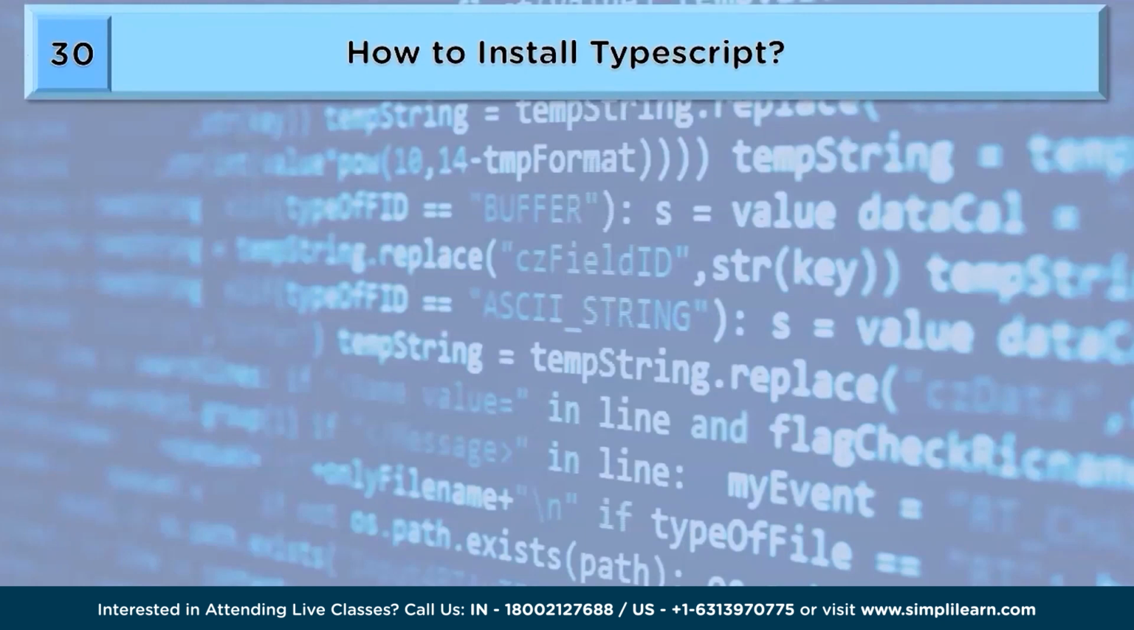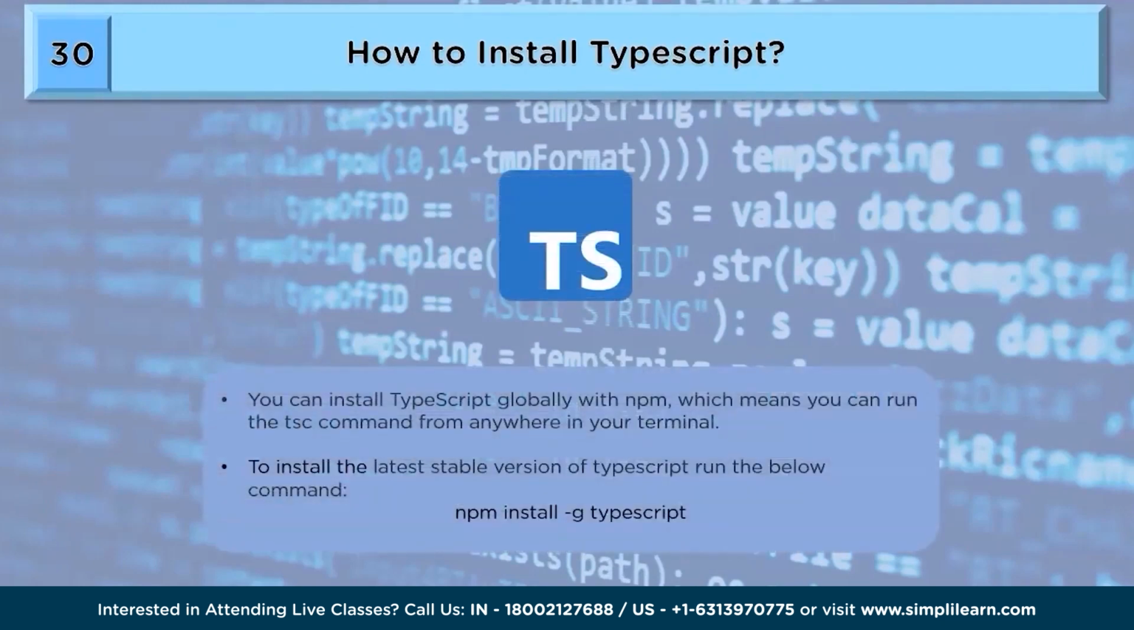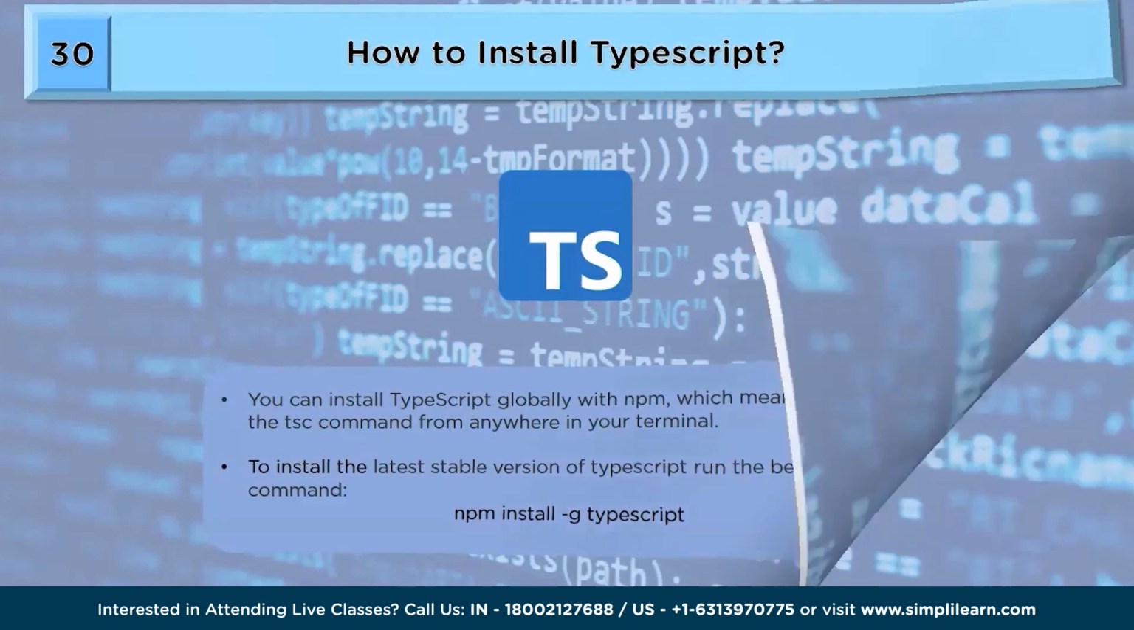How to install TypeScript? TypeScript is a JavaScript programming language for use in applications. TypeScript extends JavaScript with optional types that support tools for large-scale JavaScript applications in any browser or any host on any other operating system. To install TypeScript globally with Node Package Manager, which means you can run the TypeScript command from anywhere in your terminal, to install the latest stable version of TypeScript, we just need to run the command npm install -g typescript. This will install the latest version of TypeScript.